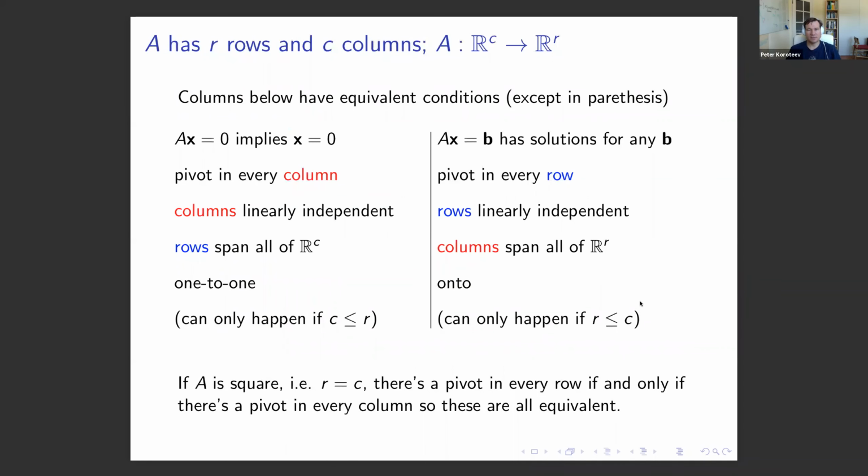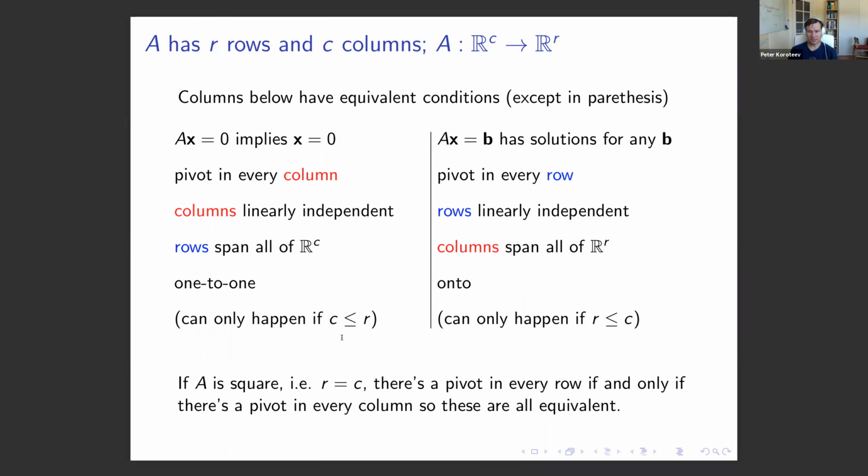Okay, so now let's revise the table that we got before. Let A be a linear map whose matrix has R rows and C columns. So it's a map from R^C to R^R. In the table below, these are equivalent conditions except the last one. So we just talked about them.